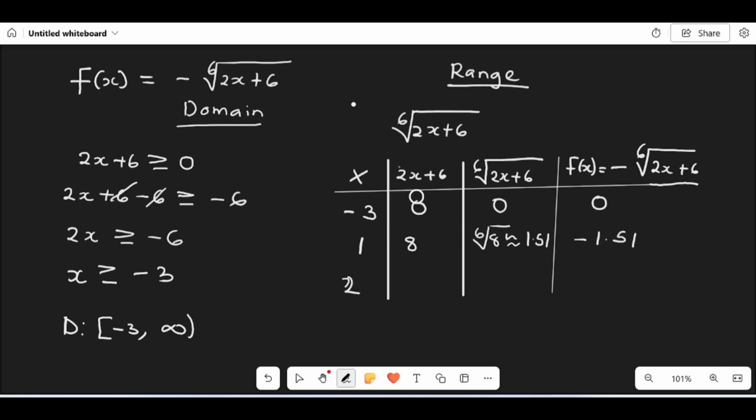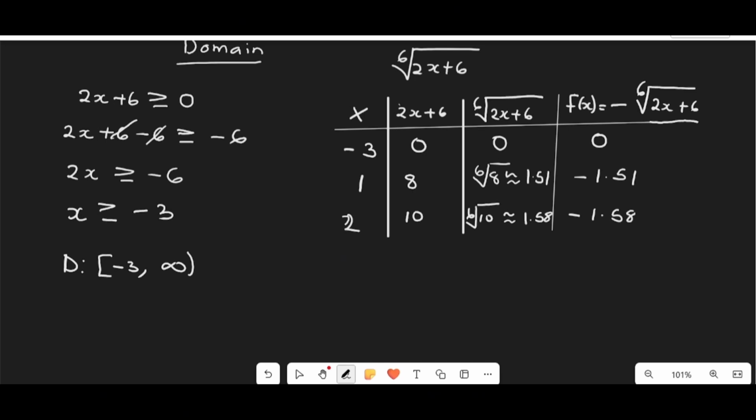If we insert 2 into this expression, 2 times 2 is 4 plus 6, we get 10. The sixth root of 10 is approximately 1.58. Because of our negative sign here, we get minus 1.58. The maximum value is at x equal to minus 3, where our function of minus 3 equals 0.